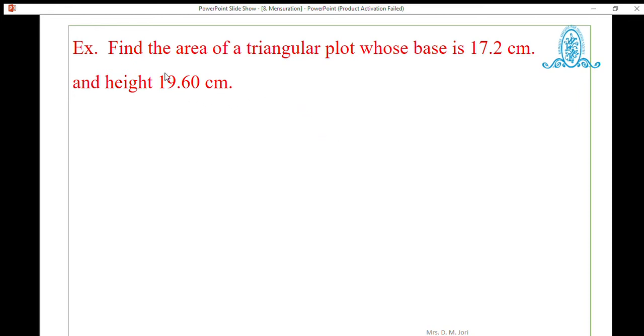Find the area of a triangular plot whose base is 17.2 centimeter and height is 19.6 centimeter. Here the given shape is a triangular shape. It's a triangular plot. So how to find its area? Let us see. First draw the figure. If this is your triangular plot, its height is 19.6. It is given.